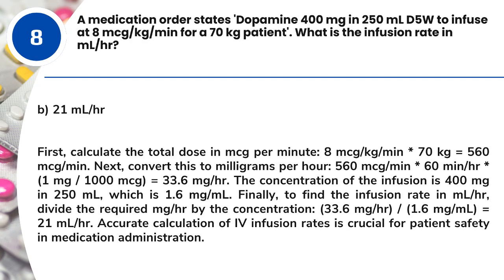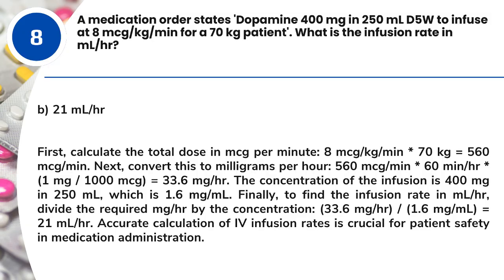Answer B. 21 milliliters per hour. First, calculate the total dose in mcg per minute. 8 micrograms per kilogram per minute * 70 kilograms equals 560 micrograms per minute. Next, convert this to milligrams per hour. 560 micrograms per minute * 60 minutes per hour * 1 mg/1000 micrograms equals 33.6 mg/hr.